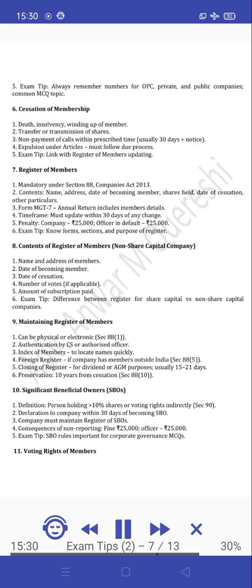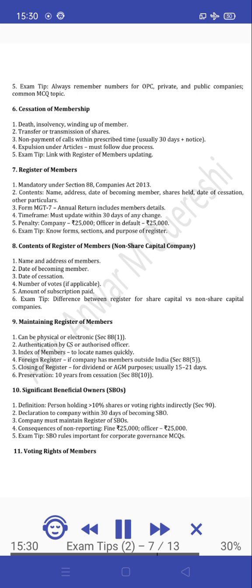6. Cessation of membership. 1. Death, insolvency, winding up of member. 2. Transfer or transmission of shares. 3. Non-payment of calls within prescribed time, usually 30 days plus notice. 4. Expulsion under articles; must follow due process. 5. Exam tip: Link with register of members updating.